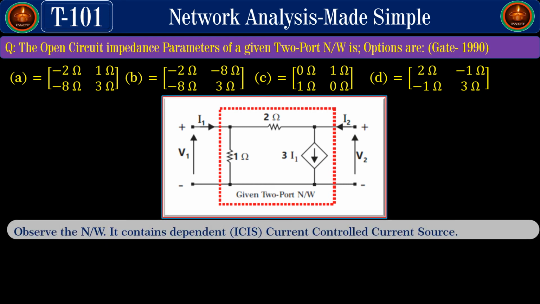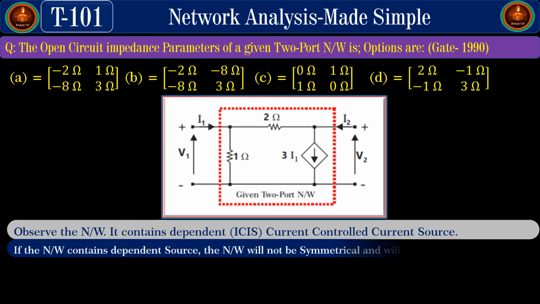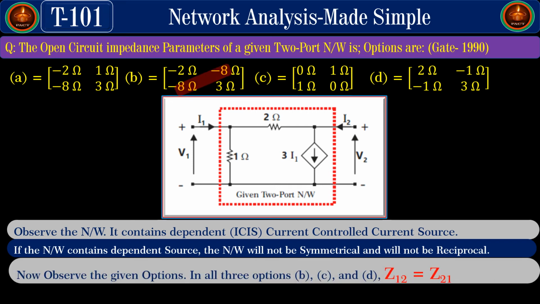The network contains a current controlled current source. So, if any two-port network contains dependent sources, that network will not be symmetrical and will not be reciprocal. If you understand this, you can straight away identify the correct answer without calculation by observing the given options. So, observe the given options B, C and D.